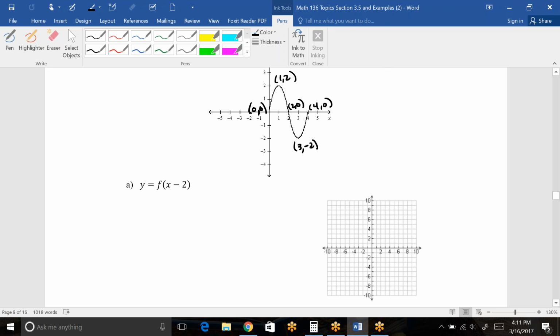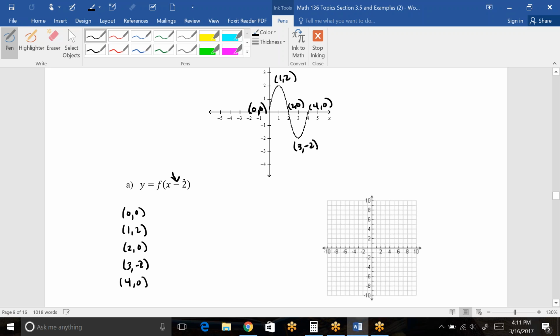So again, we're just trying to look at this. We don't really know what this function's name is. It looks like a sine wave, essentially part of a sine wave, but we wouldn't know that just by looking at the picture. So they're just telling us to transform these 5 points. And you can do transformations on a point-by-point basis. So I'm going to write my 5 points: (0, 0), (1, 2), (2, 0), (3, -2), and (4, 0).